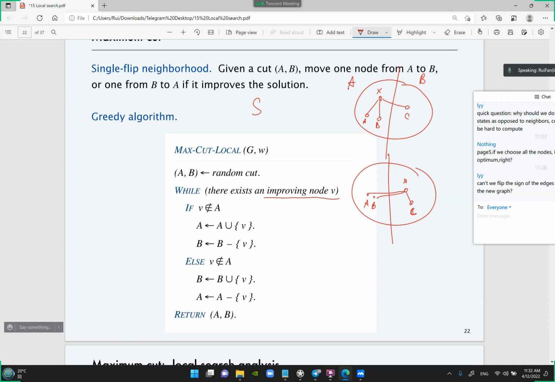And if there's no improving node, so for all the nodes, if you move the node to the other side, you actually decrease your cut or do not change your cut, then you're going to terminate the algorithm. So we're going to look for these improving nodes, and then you're just going to move it to the other side if you can find an improving node. And if you cannot find an improving node, then you terminate the algorithm.